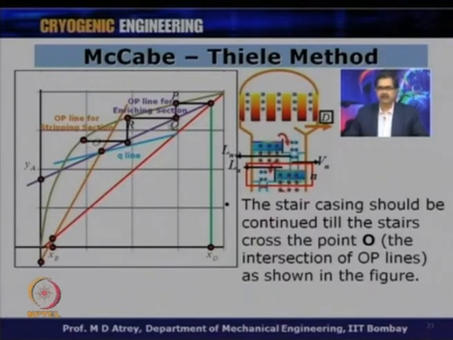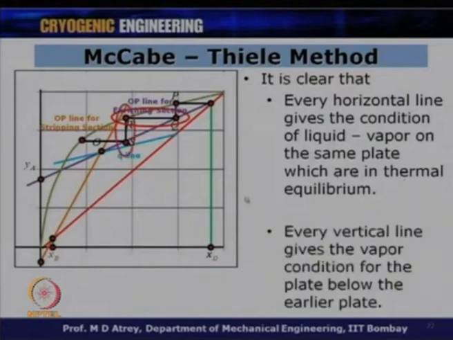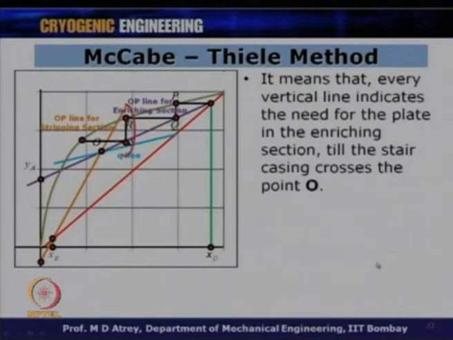What is important is, have you understood this? Why do I go horizontally? Why do I come vertically? Please understand that, because it is the most important physics behind this problem. So, the staircasing should continue till the stairs cross the point O, that is the intersection of the operating lines as shown in the figure. It is clear that every horizontal line gives the condition of liquid and vapor on the same plate which are in thermal equilibrium, while every vertical line gives the vapor conditions for the plate below the earlier plate. This is what we just talked about.